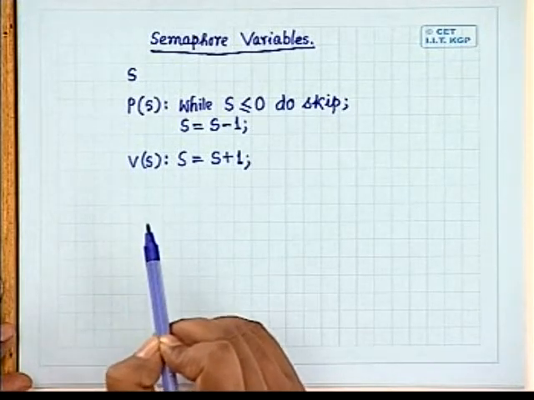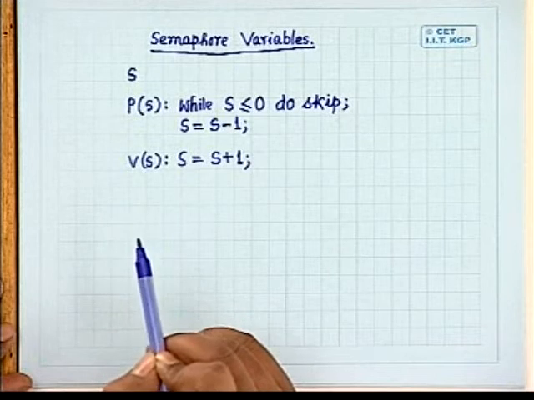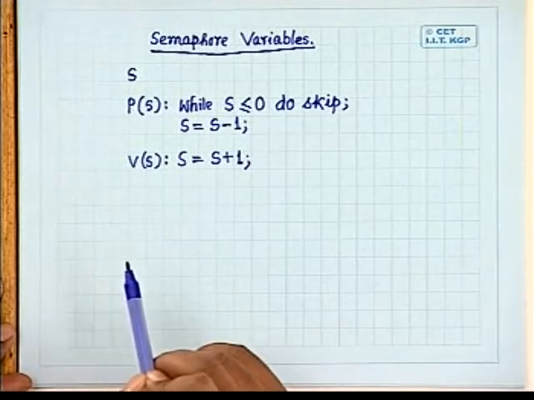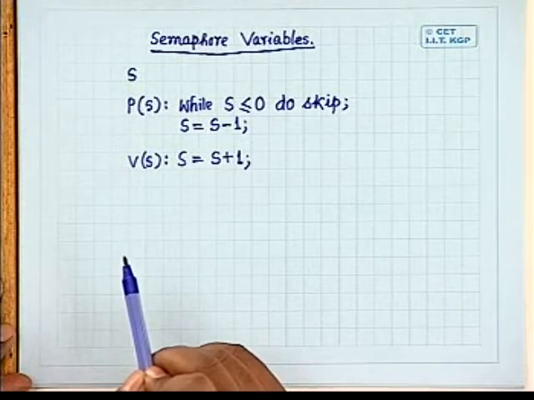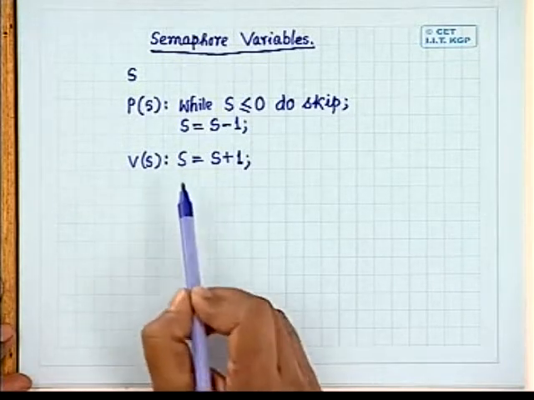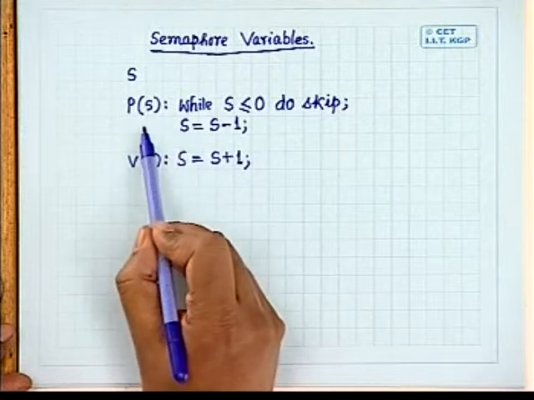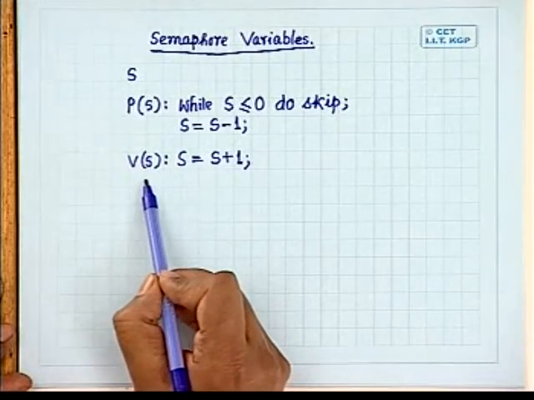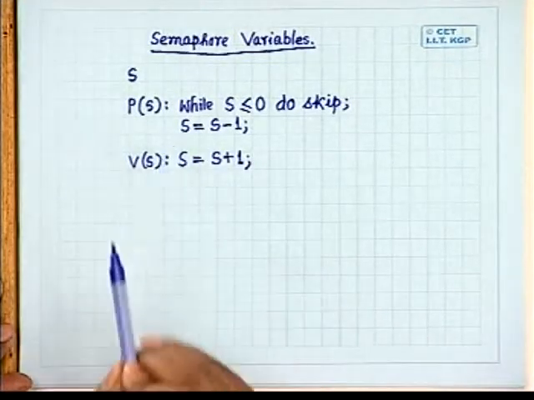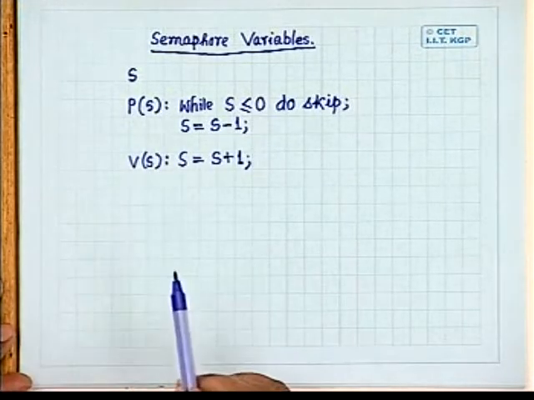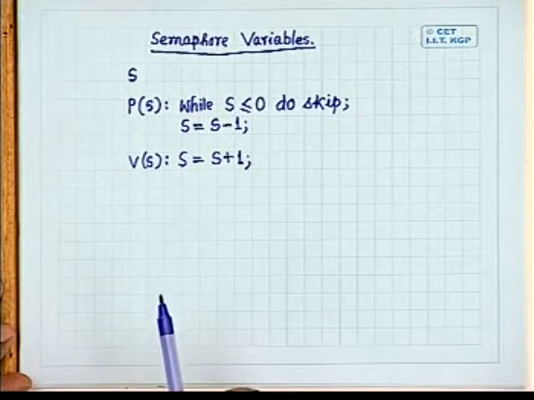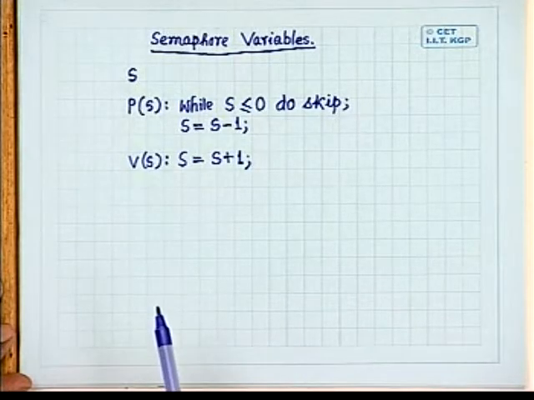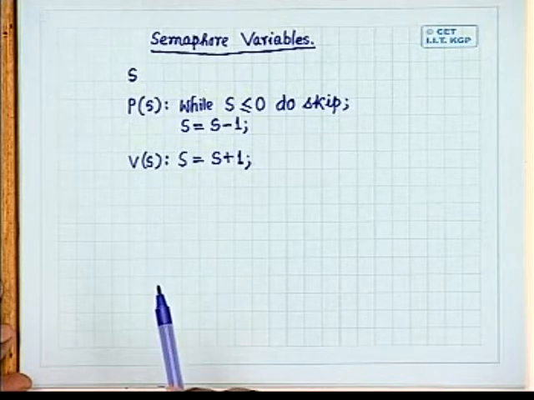That means when a process starts execution of P(S) or starts execution of V(S), the process cannot be interrupted. Context switching can take place only after execution of P(S) or only after execution of V(S). So once it starts execution of any of these statements, it has to complete that statement, P(S) or V(S), and then only context switching can take place. So that is our basic assumption.